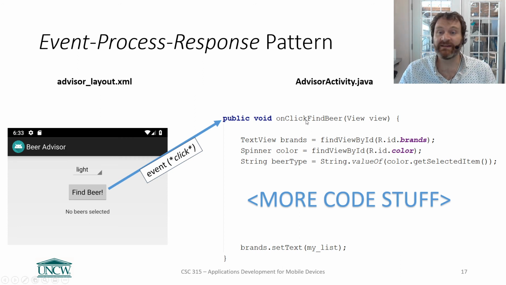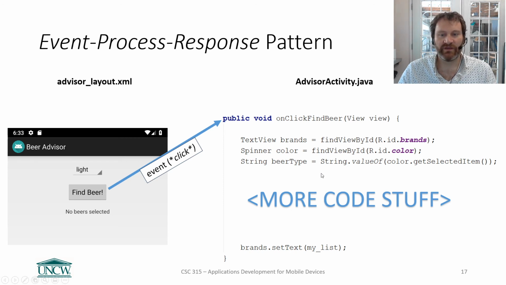You're going to find that names matter, right? So this name, onClickFindBeer, will also appear in your layout XML file. Okay, names matter. Capitalization is extremely important. Okay, so this onClickFindBeer method fires, and then it does some stuff. It pulls out, you will find this used over and over. I'm not going to go into what these things do right now. It'll be explained in the module.